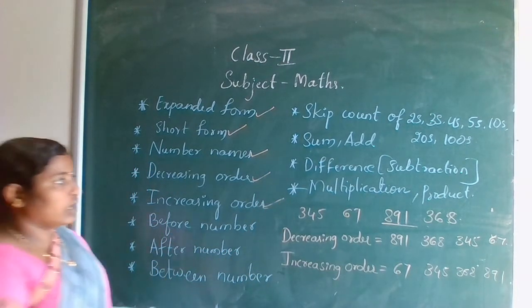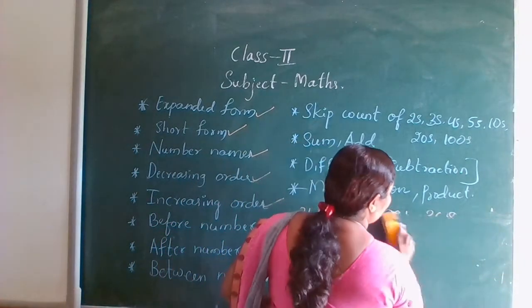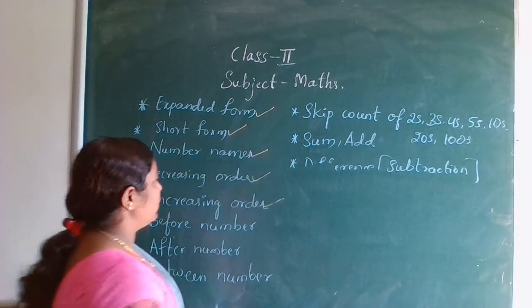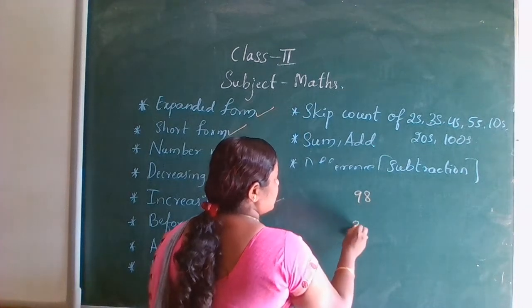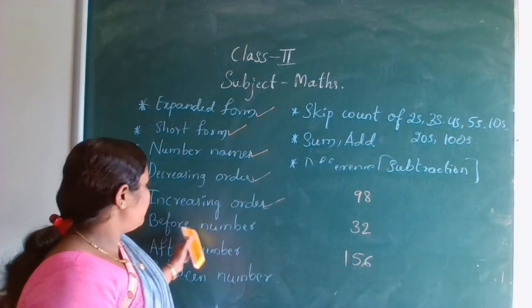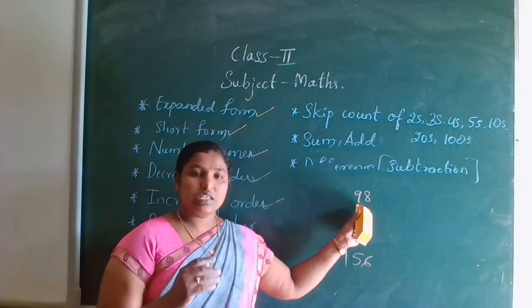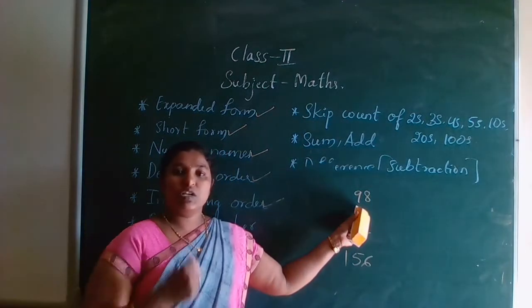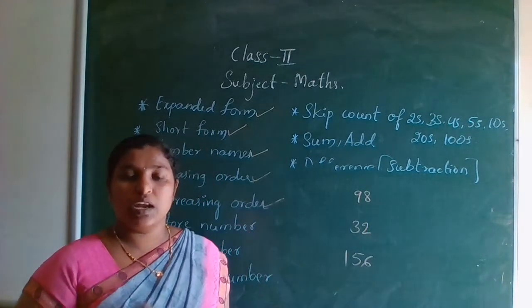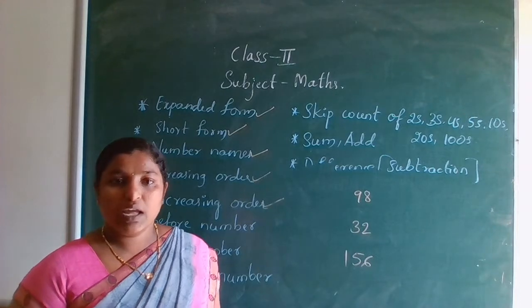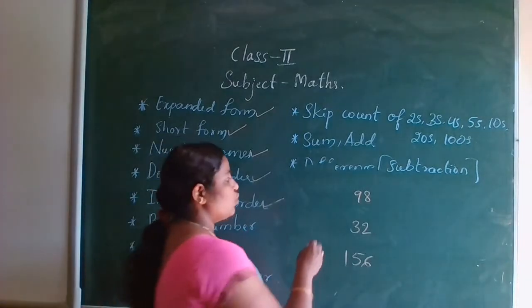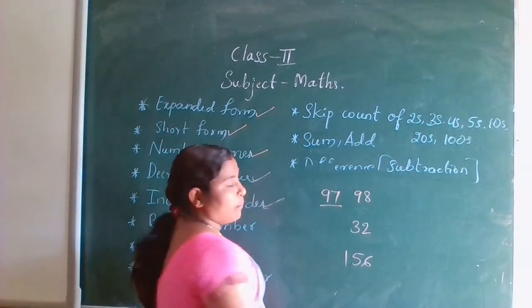after number, between number. To write this, we need two or more numbers. Suppose 98, 32, 56, 156. First, before number. Before, in the sense, which is given, before that which number will be there. Or before the given number you should do minus 1 to write the before number. To identify the before number, you have to do given number minus 1, and you will get the before number.